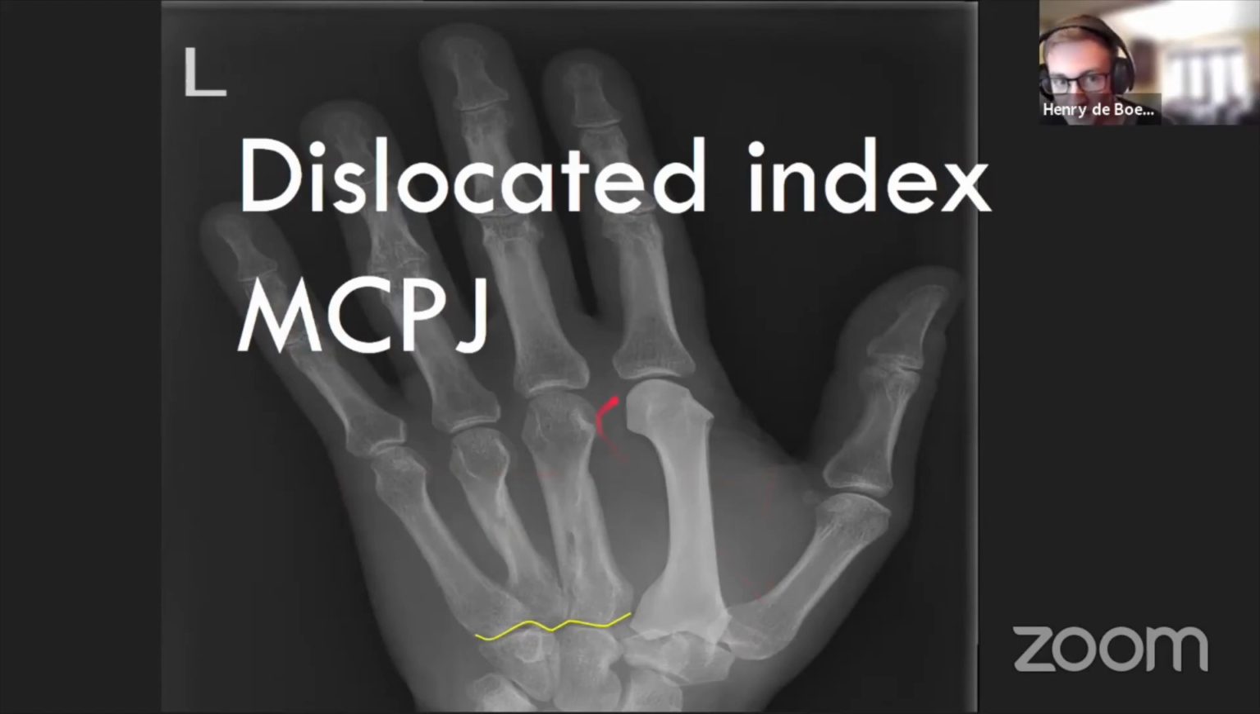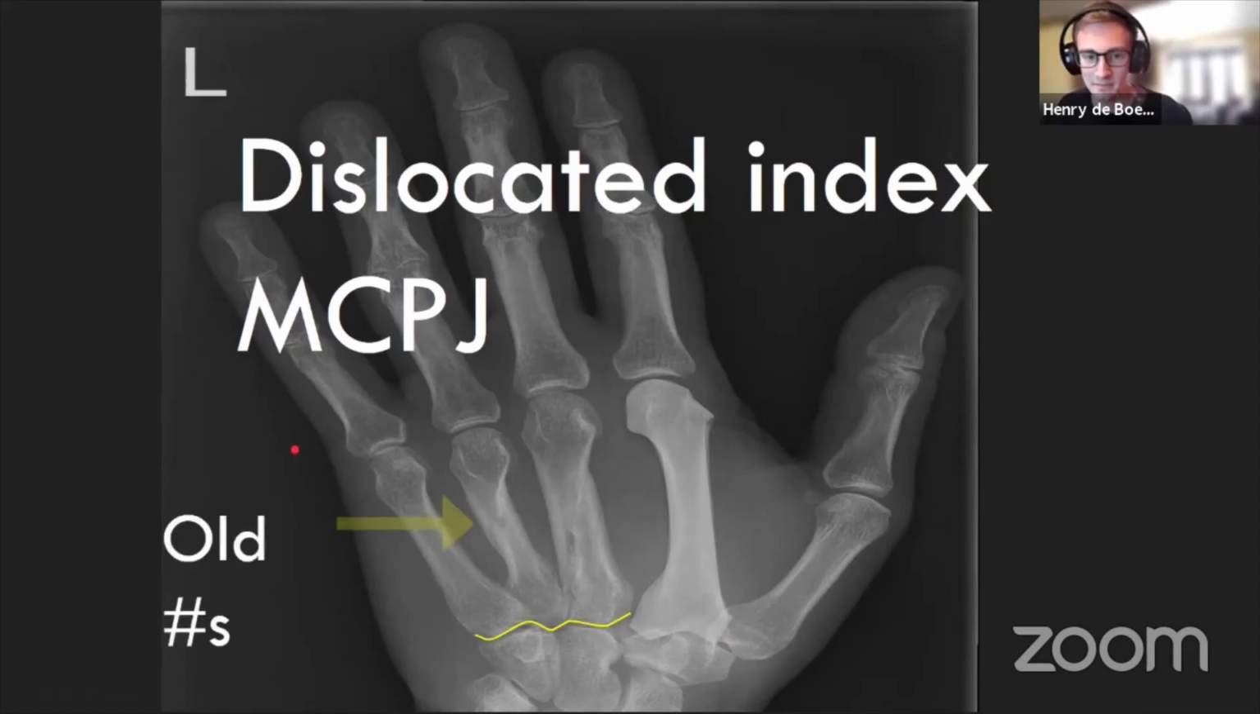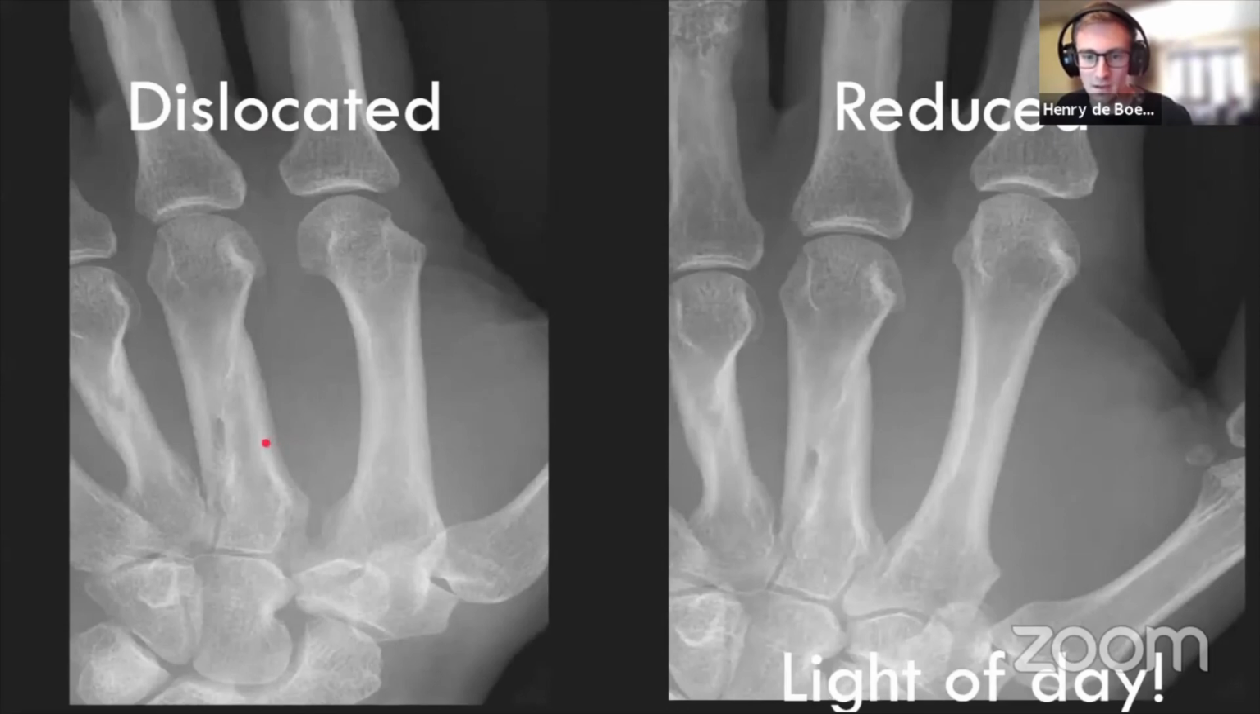And yes, it is index finger. Try not to use second CMC, it can just lead to confusion. I would strongly advocate thumb, index, middle, ring, and little fingers. In the toes, it's okay to use numbers, I think, but in the hands, use the name. And yes, old fractures. This is just a close-up to really hammer that home.